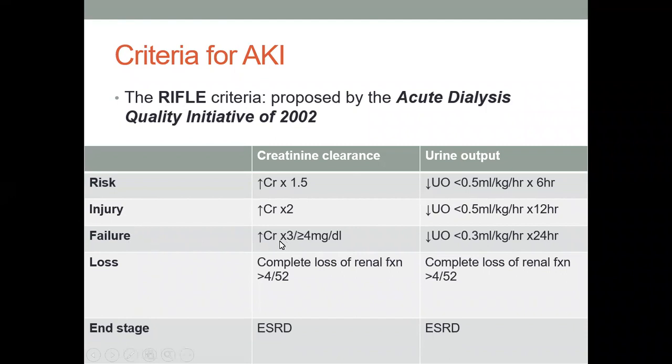And then when the increase in serum creatinine is almost about 3 times normal, which is more than 4 milligram per dL, and urine output is now less than 0.3 ml per kg per hour for 24 hours, where you have established failure. However, we talk about renal function loss when all of this goes on for more than 4 weeks, and our patients in ICU shouldn't be allowed to get to this stage. Then end stage renal disease is when the patient now has chronic renal disease or the patient passes on.